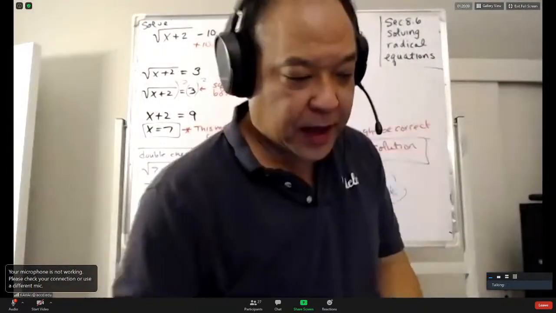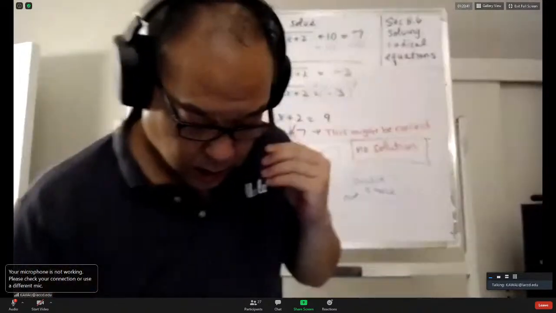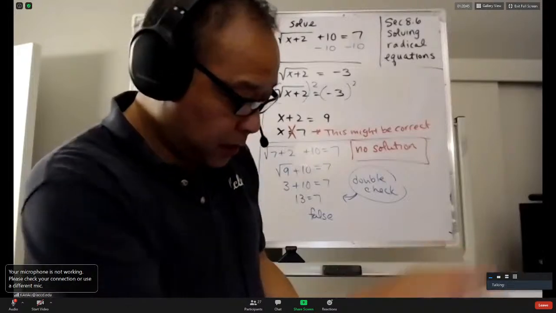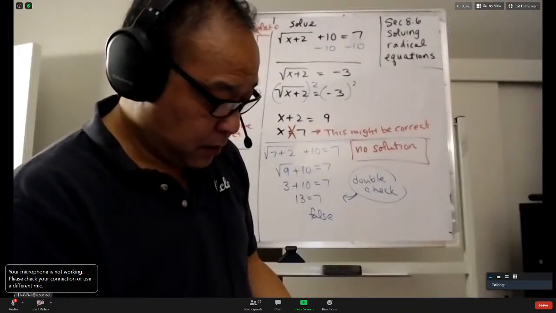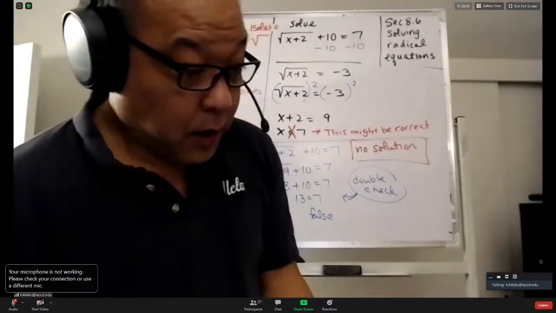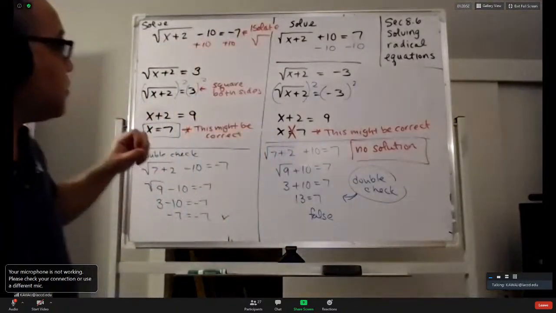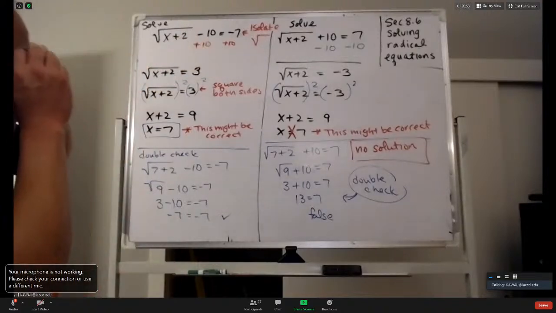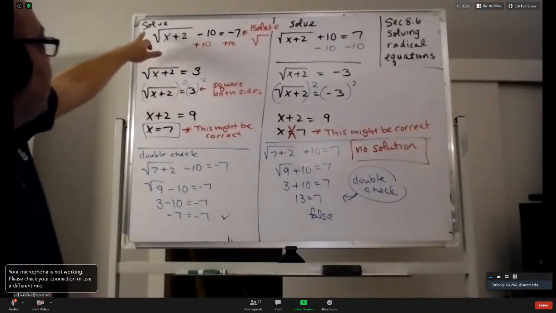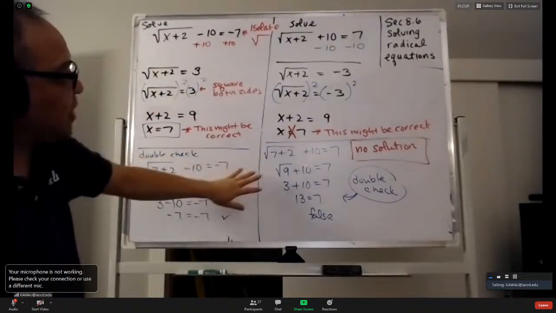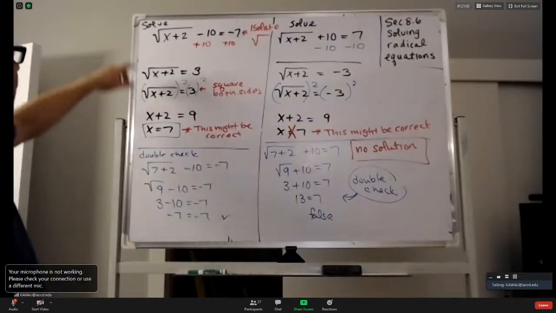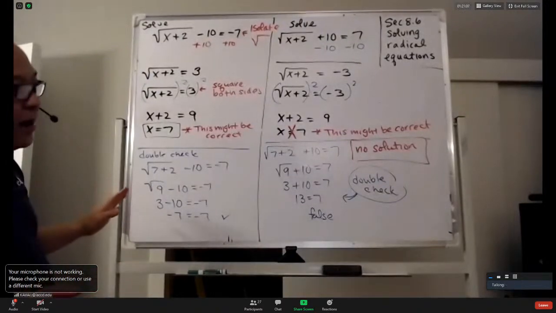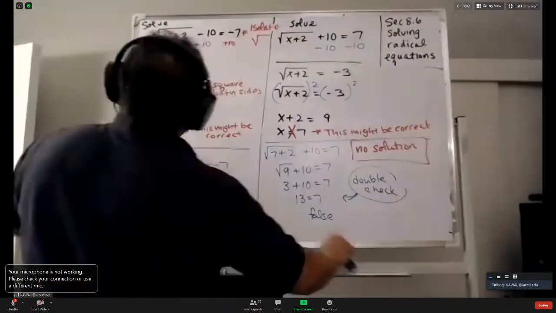Okay, so let's get back to this. Okay, so that's done. If you have a square root that you're trying to solve, a square root equation, if the index is 2, you always have to double check your answer. Now, if the index is 3, odd, you don't. Okay, so let's do one that has 3.